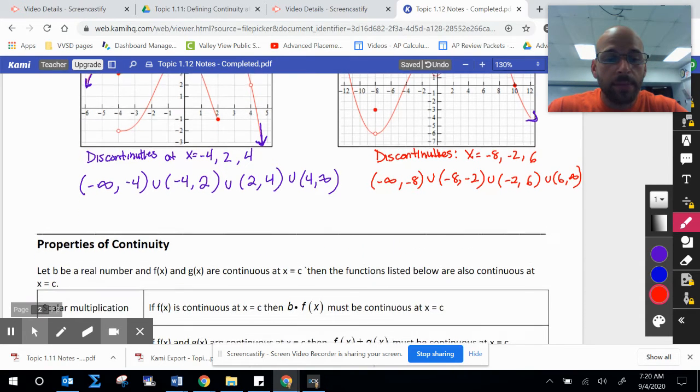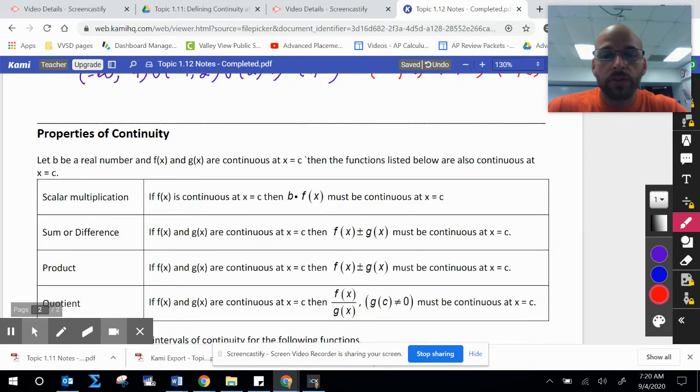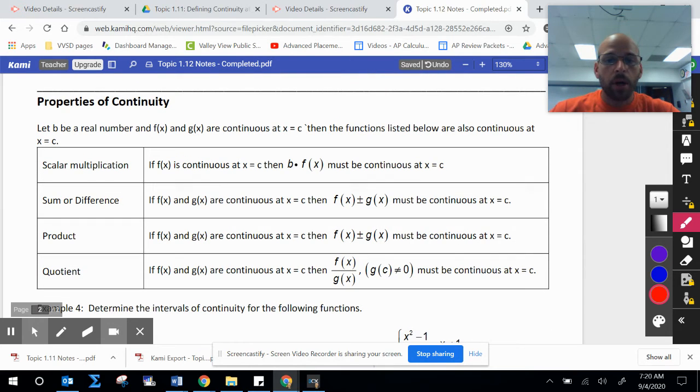Now, we're going to do the same thing. We're going to do the intervals of continuity from a function. But something I want you to understand. One, we need to know our basic functions, our function families, right? We need to know some of their characteristics to do this appropriately. But I also want you to see some of these properties.